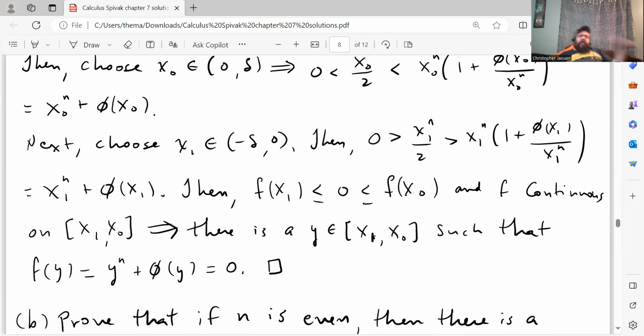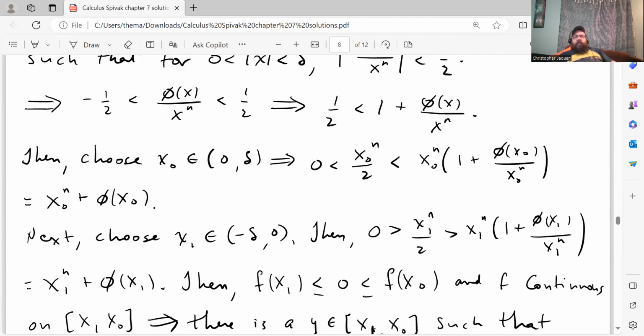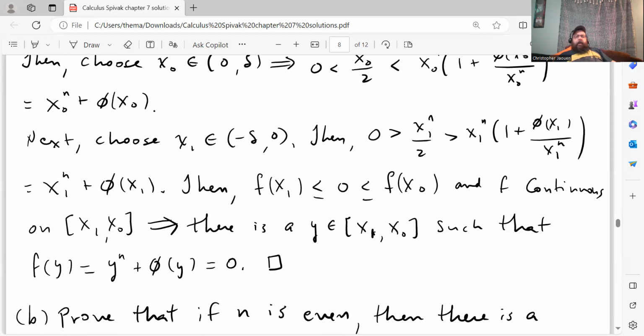Next, choose x1 in the interval from negative delta to 0. Then 0 is greater than x1 to the n over 2, greater than x1 to the n times (1 plus phi(x1) over x1 to the n), which, if you distribute, is the same thing as x1 to the n plus phi(x1). I got that just by multiplying by x1 to the n on both sides of this inequality again over here. Then that's a negative number, right? Obviously, it's less than 0.